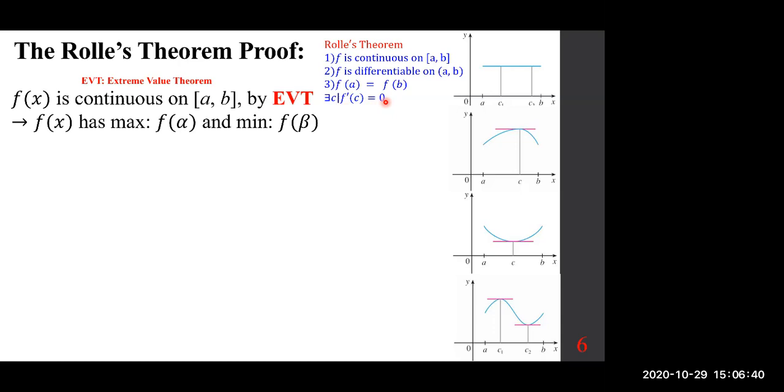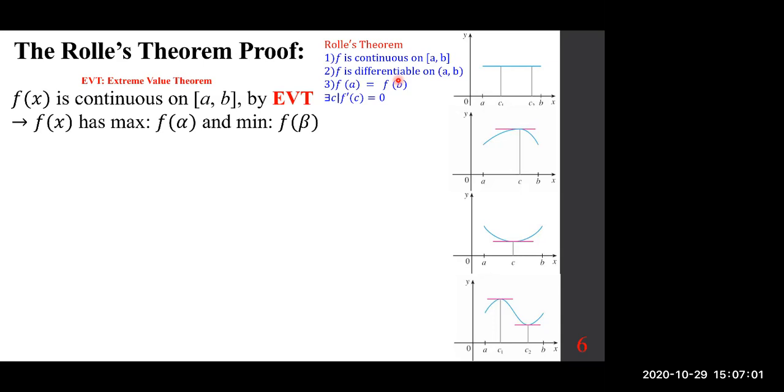So I want to make sure everyone understands what's going to happen. We know f is continuous. We know f is differentiable. And we know f of a equals f of b. Therefore, there must be a point c in between such that f prime must be 0. That's what the theorem is all about. So let's see how we can prove that.